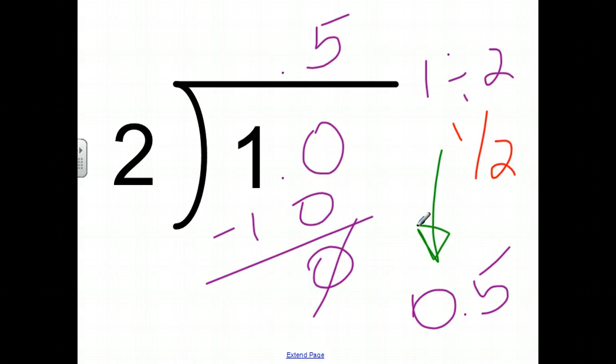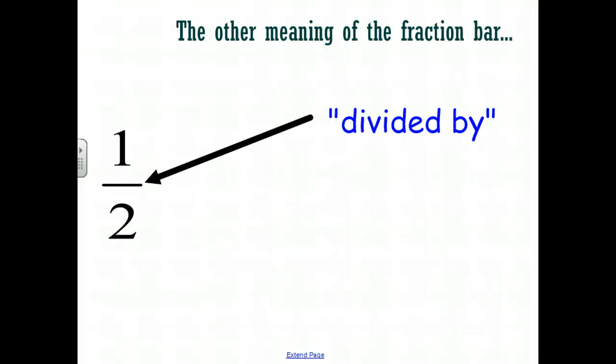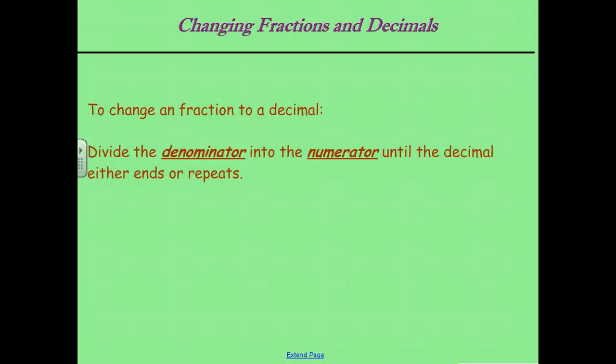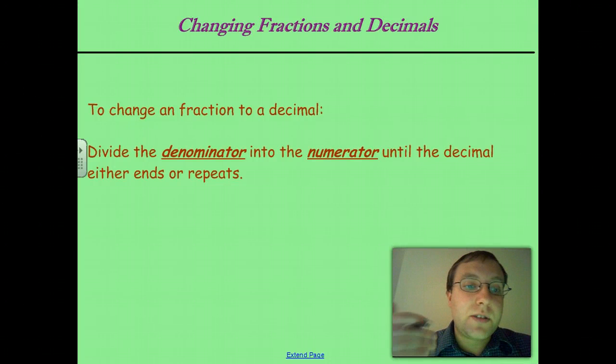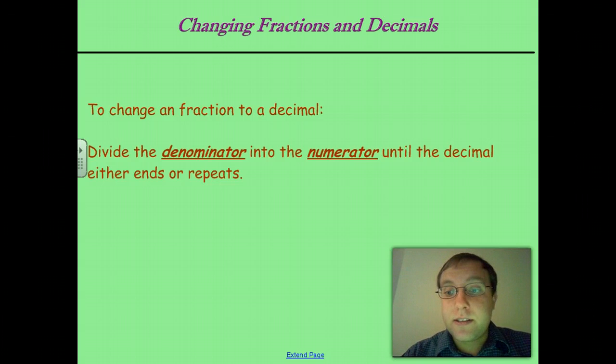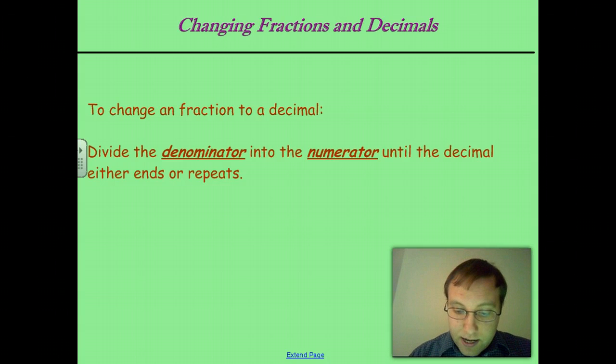Now that brings us to the important part of converting fractions to decimals. Remembering that that fraction bar just means divided by, all we have to do to convert a fraction to a decimal is divide the denominator into the numerator until the decimal either ends or repeats. Now here we're going to review two important parts of terminology for decimals. If you're unfamiliar with them, go ahead and look at the terminating and repeating decimals video lesson so you can become more familiar with them, or if you just need to brush up.